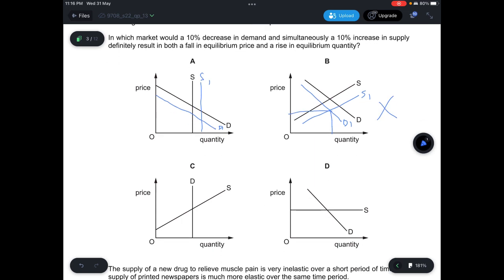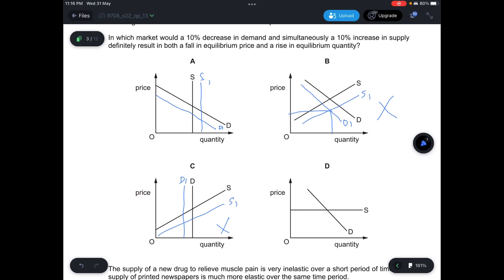And then for C, a decrease in demand, so demand curve shifts to left. You can see that this is an inelastic demand curve, and then an increase in supply. So this will be something like this. Again, there's a decrease in price, but there's also a decrease in quantity.